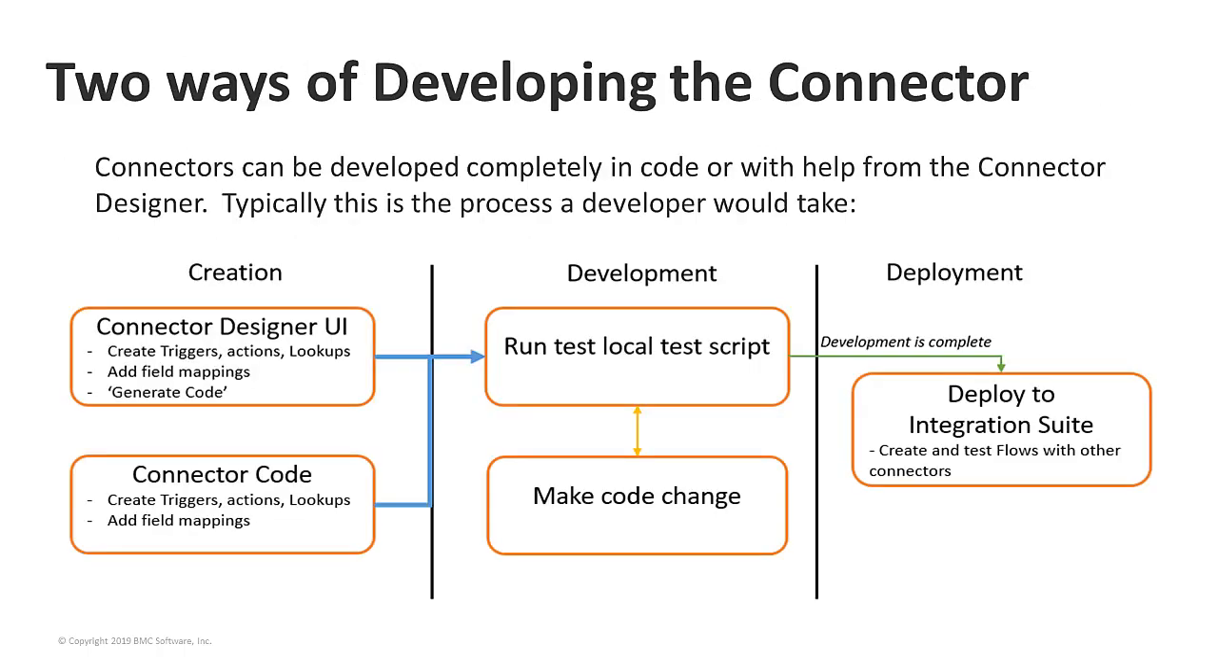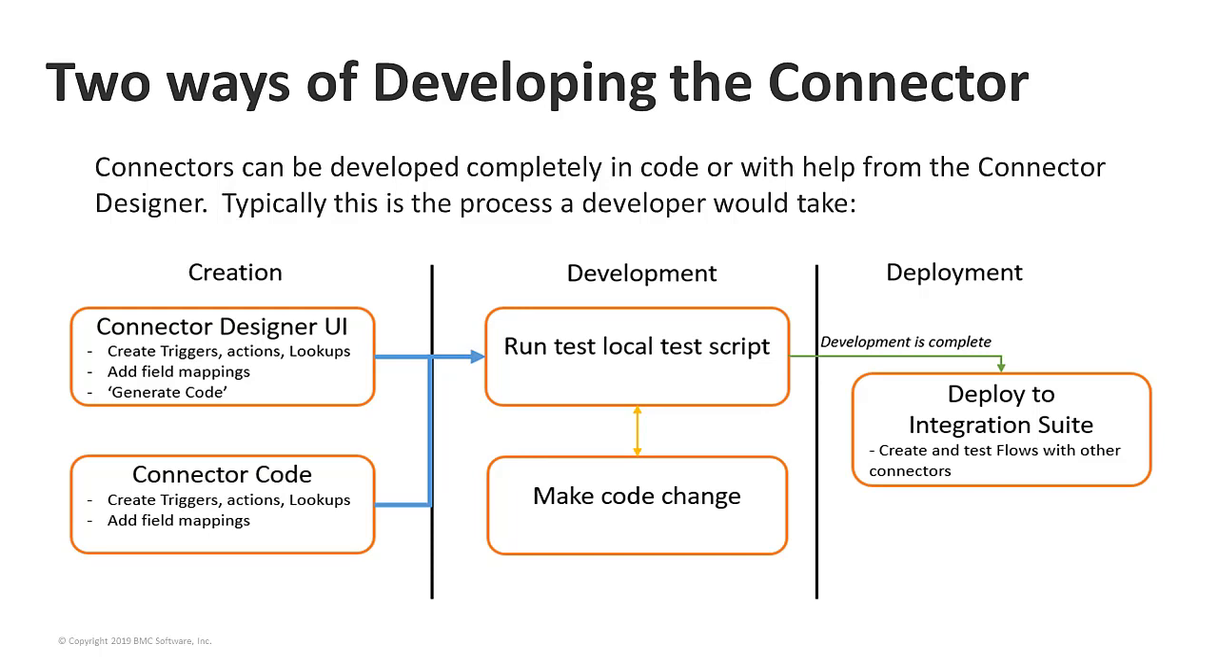Okay, we sort of say there's two ways of developing a connector, but actually usually both are needed. So you can use the connector designer to set up your triggers, actions, lookups, and then generate the code. Then that generated code you quite often need to go in and edit, modify, and customize to handle your specific changes. Especially for error handling, because every service sends error responses back differently.